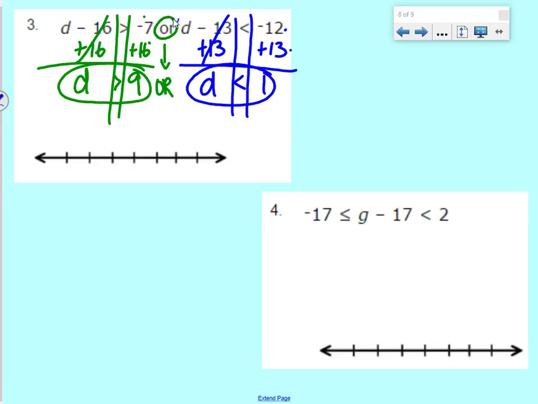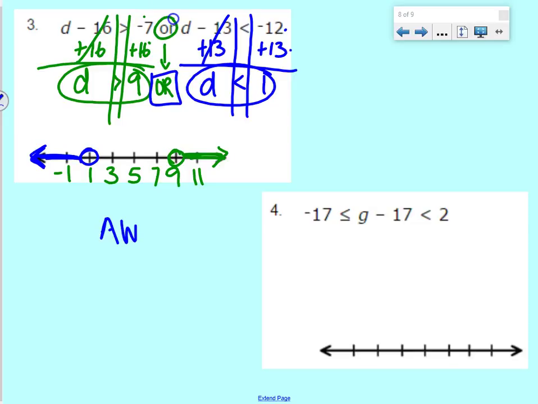Graph your inequalities. D is greater than 9, so we can put 9 over here. Open circle at 9, shading to the right for greater than. Count by 2's. Get down to 1. D is less than 1, so we put an open circle at 1. Less than would be towards negative 1, so we shade in that direction. It is an or graph, so it should be an away or an apart graph, which it does check. They're going in opposite directions.